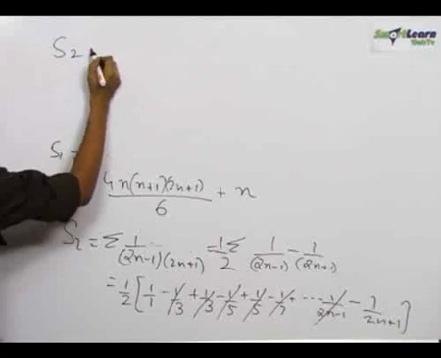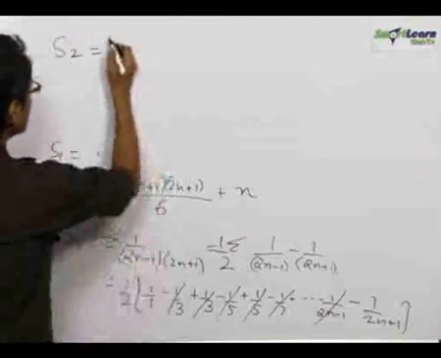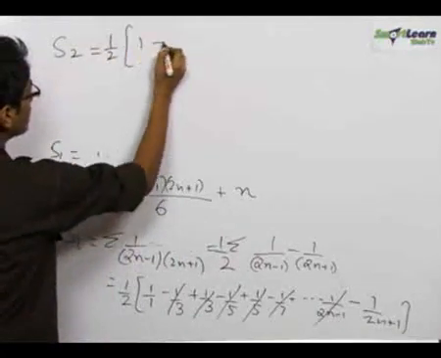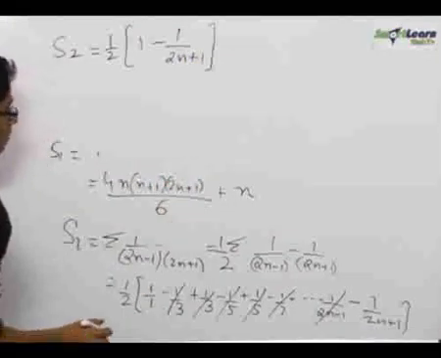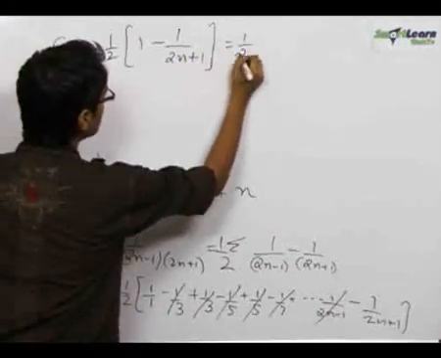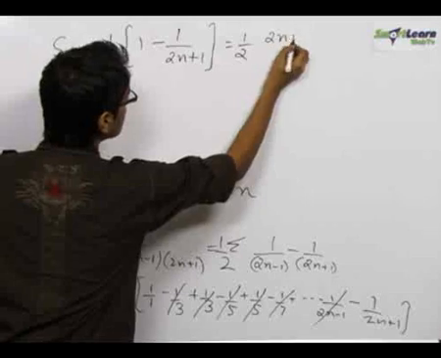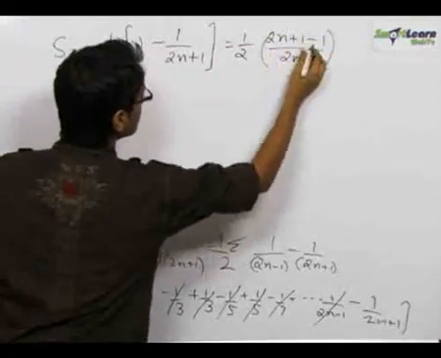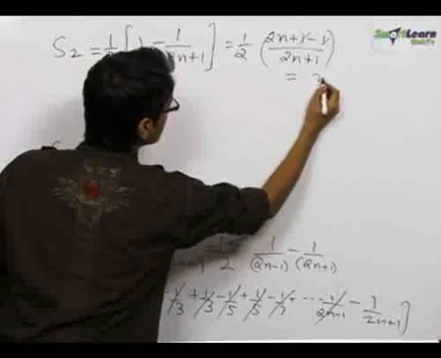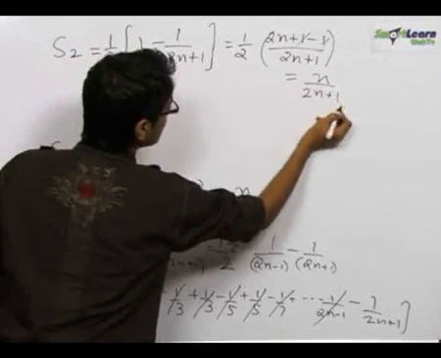So, our value of S2 will be equal to half times 1 minus 1 upon 2n plus 1, which will be equal to half times 2n plus 1 minus 1 upon 2n plus 1, which becomes n upon 2n plus 1.